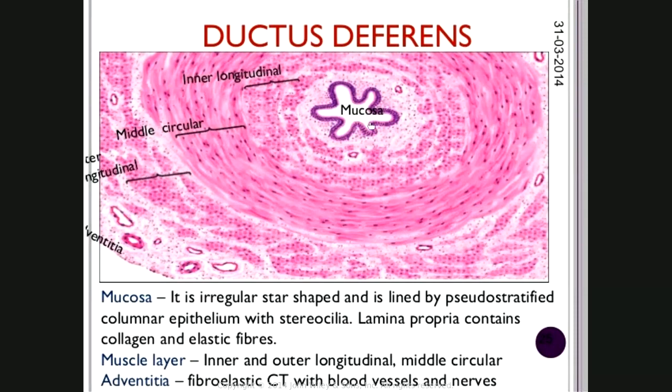The epithelium is pseudostratified epithelium. After that, we have lamina propria, and after lamina propria, you can see the thick muscularis externa. This is the muscularis externa. In this muscularis externa, the inner and outer layers contain longitudinal muscle, and the middle layer is a circular layer, and the last layer is called tunica adventitia.